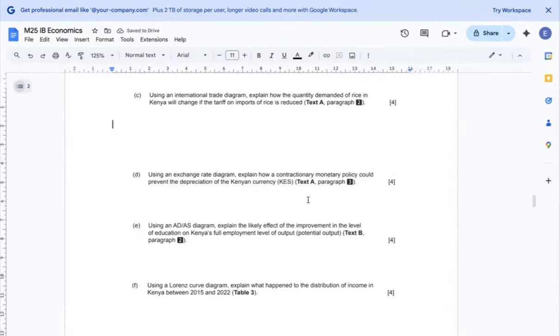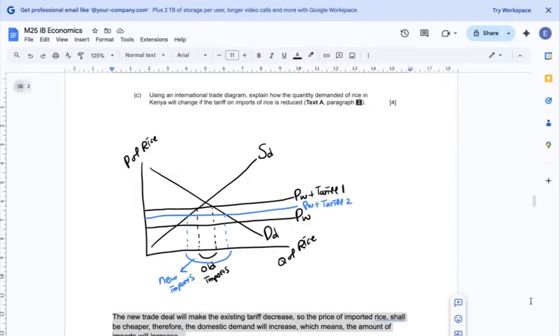Question C. Using an international trade diagram, explain how the quantity demanded of rice in Kenya will change if the tariff on imports of rice is reduced. As you can see, the new trade deal will make the existing tariff decrease. So the price of imported rice shall be cheaper. Therefore, the domestic demand will increase, which means the amount of imports will increase.